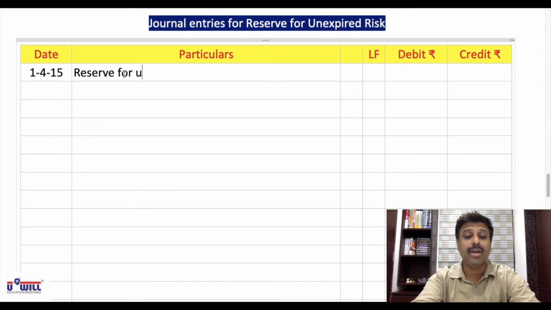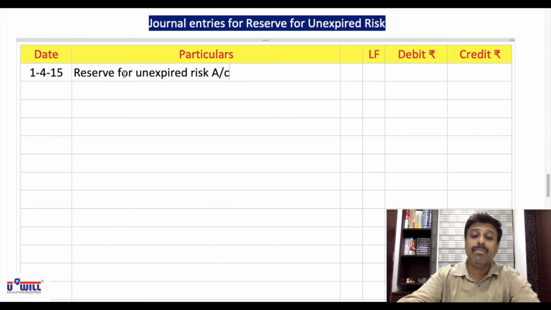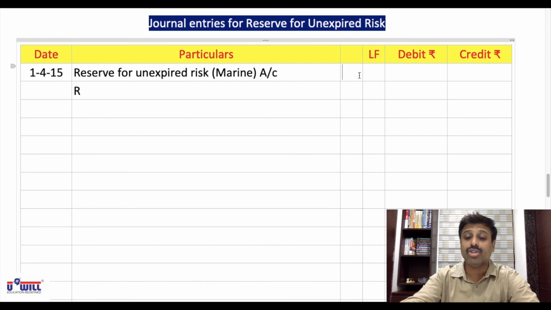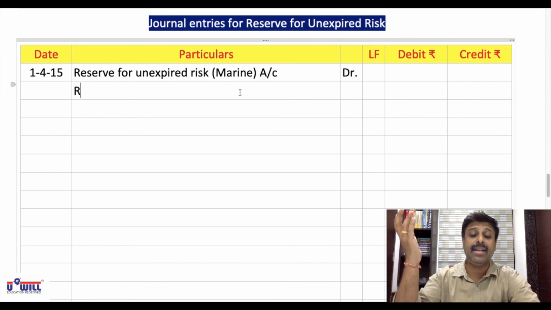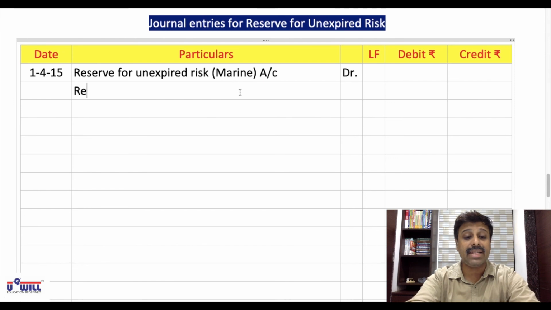So reserve for unexpired risk account debit. I repeat, why do we debit that? Because in bracket you have to mention marine, reserve for unexpired risk account we have to debit because it's a liability. That income belongs to next year. So last year's liability, now we have to take it in the current year to close that liability, which is a credit balance, we reverse and debit.